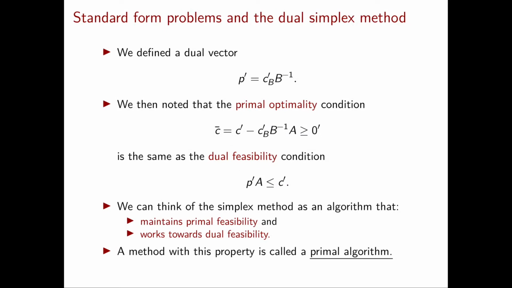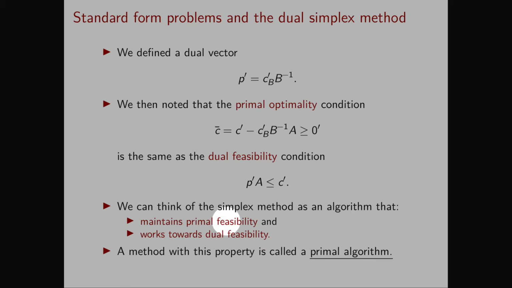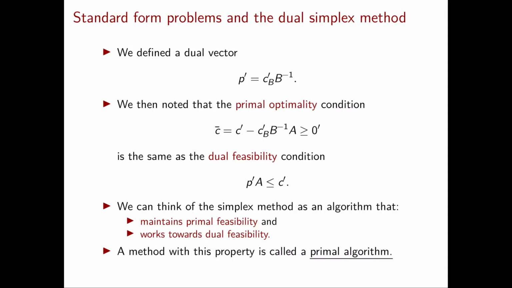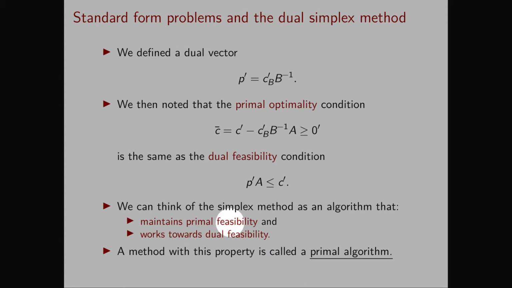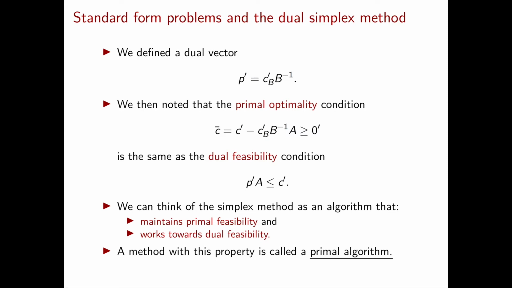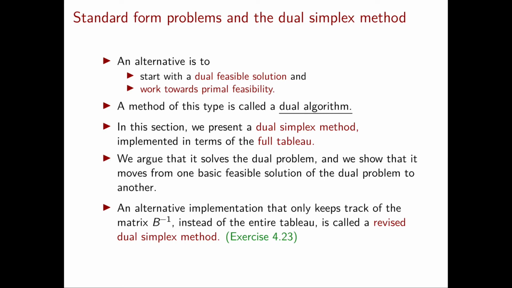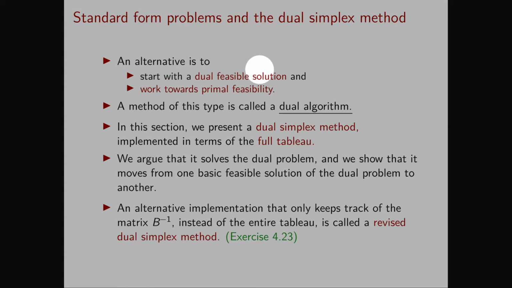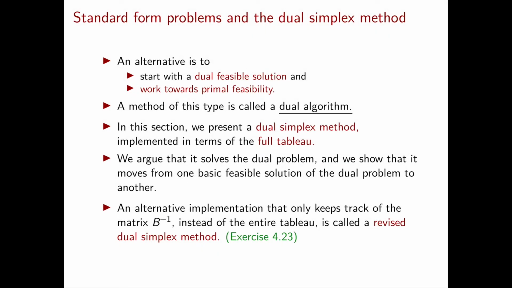So far, we always thought of the simplex method as an algorithm that maintains primal feasibility and works towards optimality. Based on our observation, now we can say that the primal simplex method equivalently maintains primal feasibility and works towards dual feasibility. A method with this property is also called a primal algorithm. An alternative is to do exactly the opposite. We could start with a dual feasible solution and work towards primal feasibility. A method of this type is called a dual algorithm.